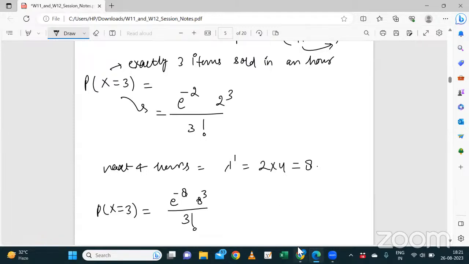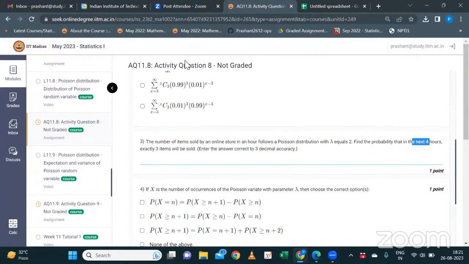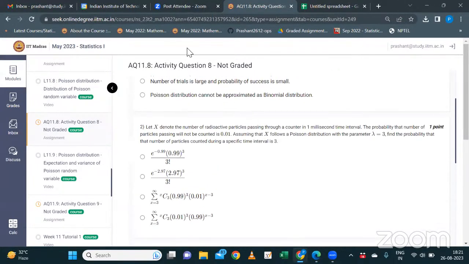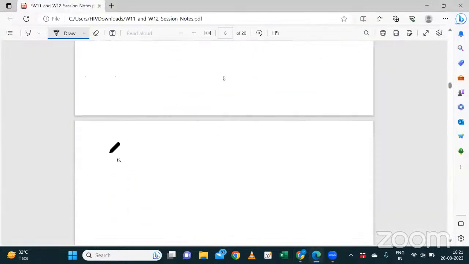Yes, sir. Now come to question number 2. The same logic we have to apply in the case of question number 2. Question number 2 says x denotes the number of radioactive particles passing through a counter in 1 millisecond time interval. Correct? Yes, sir. Now the question says the probability that particles passing will not be counted is 0.01.